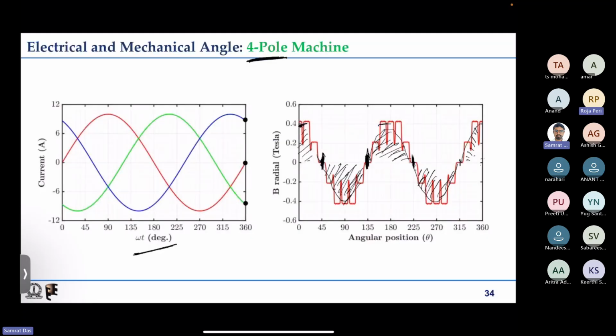Samrat, one question. Why should we go for higher poles? You mentioned that going for higher slots reduces the THD. But why should we go for higher poles?